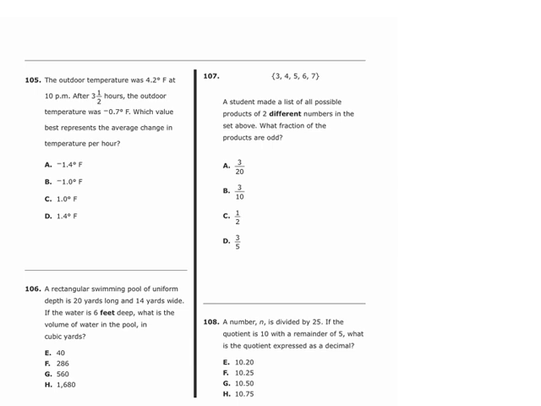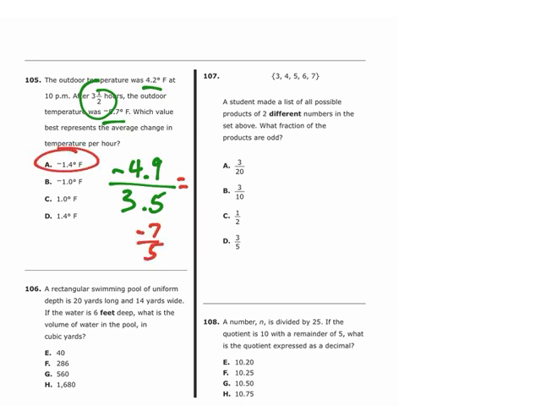All right, 105 is kind of a 7th grade state question about unit rate. It says the temperature went from 4 2/10 to negative 7/10. So it obviously fell by 4 9/10, and that was over 3.5 hours. I don't usually use decimals, but since there's a common factor here, we can divide by 7. And I get negative 7/5, which is negative 1 4/10. So that was pretty straightforward.